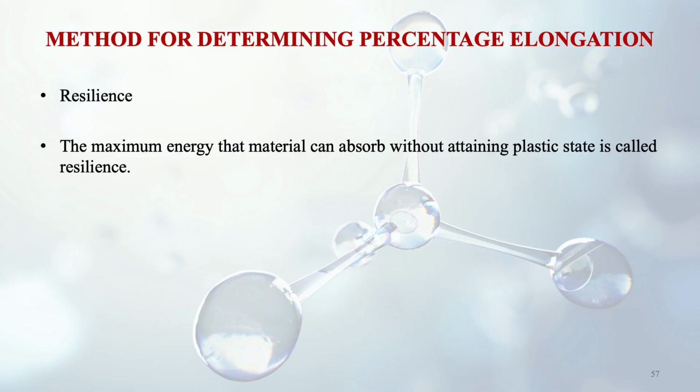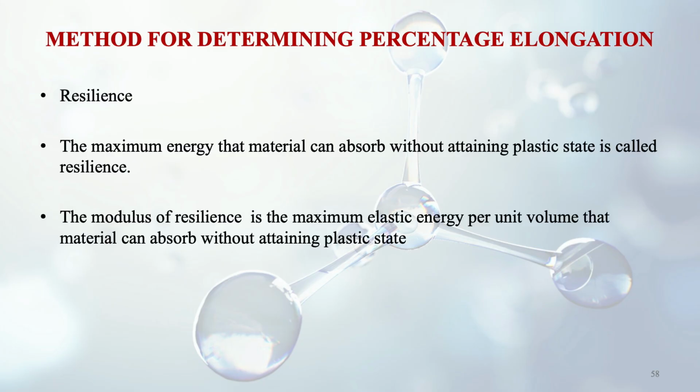So what is resilience? It is the maximum energy that material can absorb without attaining plastic state. That is called resilience. So in case of toughness, we went beyond the elastic limit and went up to the fracture point. Whereas in this case, we are only going up to the elastic limit. So that is the difference between resilience and toughness.